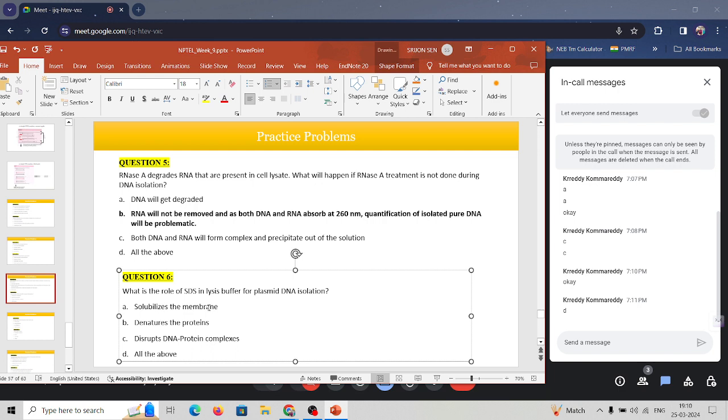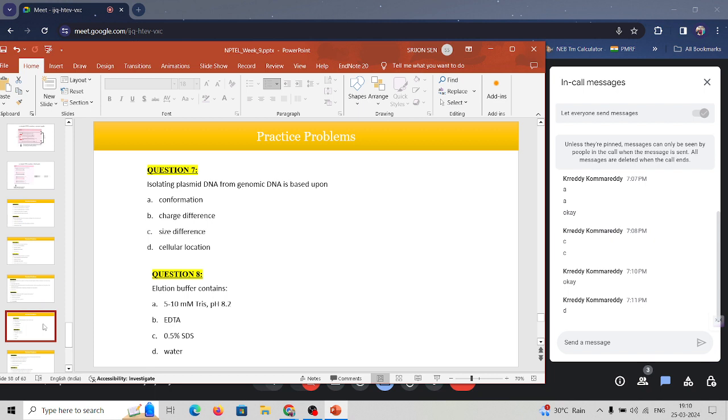Solubilizes the membrane, denatures the protein, disrupts protein-DNA complexes, or all of the above. You say it's D? Yes. Denatures the proteins, that is correct. We all know it. Solubilizes the membrane, that is also correct. And disrupts DNA-protein complexes. So all of this is correct. So all of the above options are correct. So D is correct.